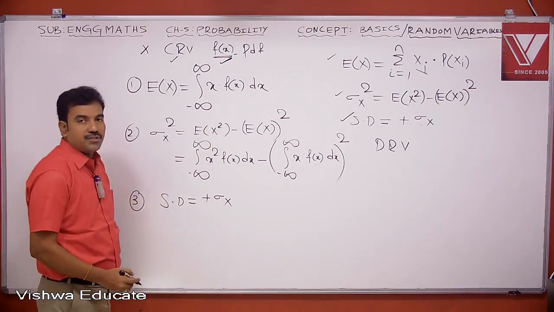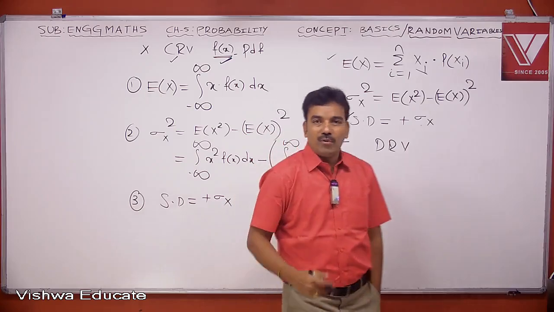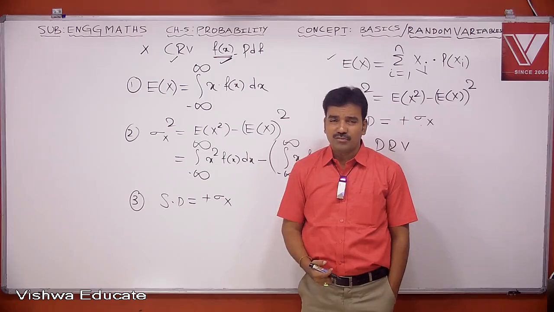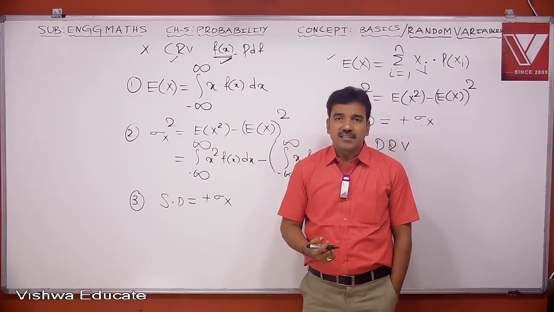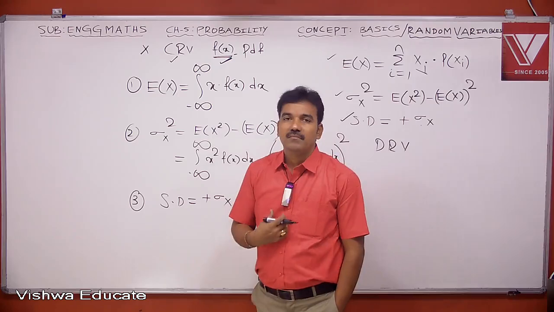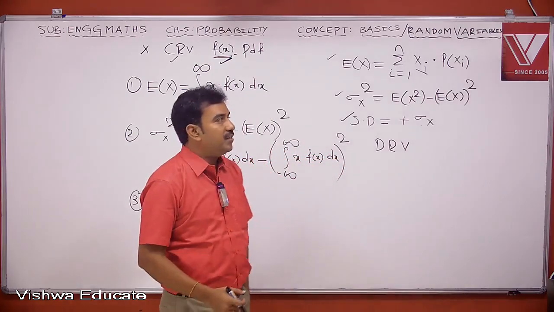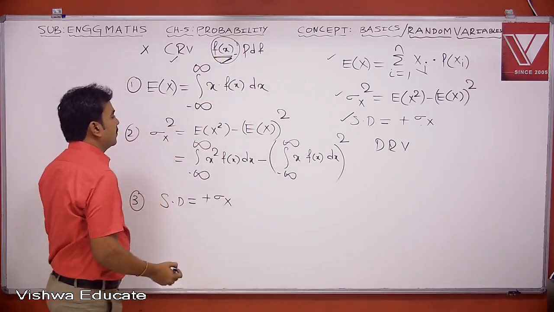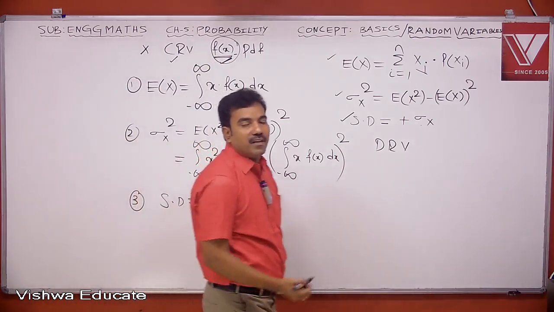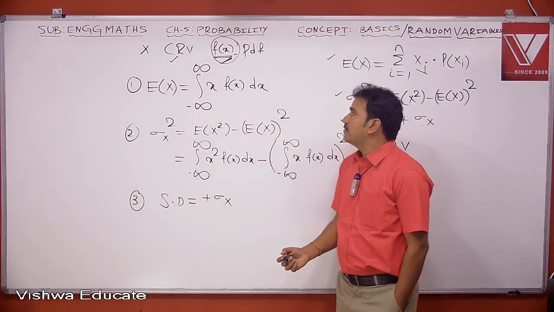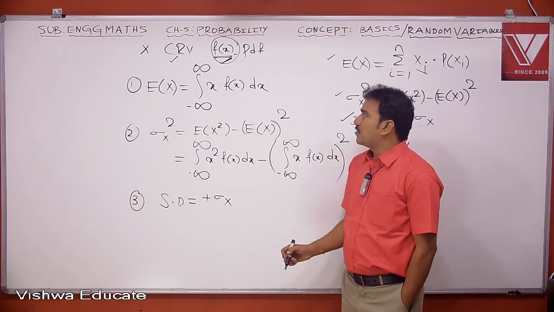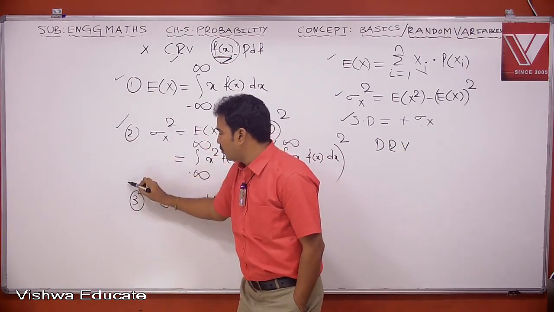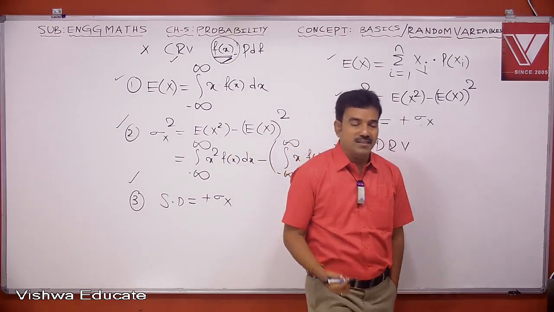So note all these points. We discussed mean, variance, standard deviation for CRV. You can write it as a note. Note, if x is a CRV with a PDF f of x, then write these points: point 1, point 2 and point 3, mean, variance and standard deviation.